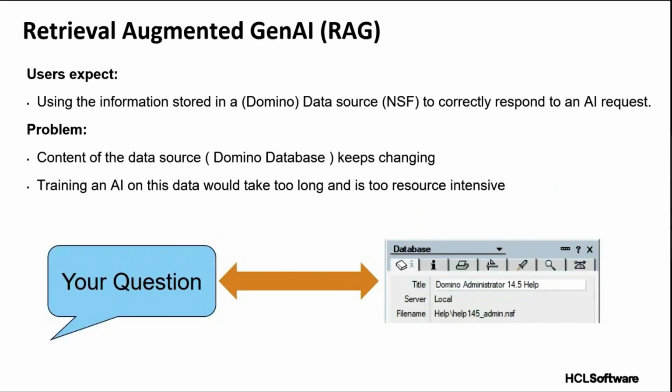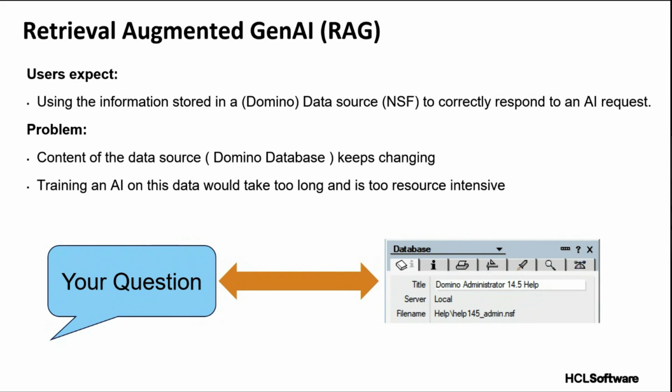Now we talked about RAG, Retrieval-Augmented Generation. Now what are we expecting here? This is going to explain exactly why we need RAG, why a traditional AI training method will fail. The core issue is that the content of your data source, like a Domino database, for instance, will keep changing. It's a very dynamic database because people are using a lot of applications which are based on Domino. So you cannot simply afford to train a traditional AI model on it.